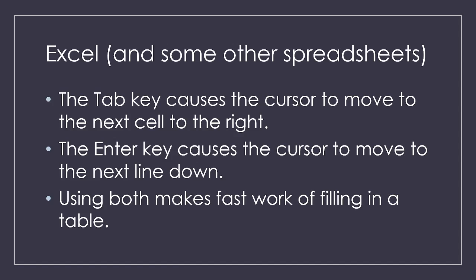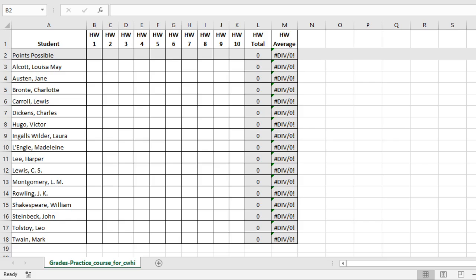Another place where the Tab and Enter keys are really handy is in Excel and other spreadsheet applications. In Excel, the Tab key moves the cursor one cell to the right, and the Enter key moves the cursor down, and that can make filling out a table really handy. For this example, assume I've written on my paper gradebook students' grades for the first 2 homework assignments, but I haven't had a chance to enter them in my Excel gradebook yet.